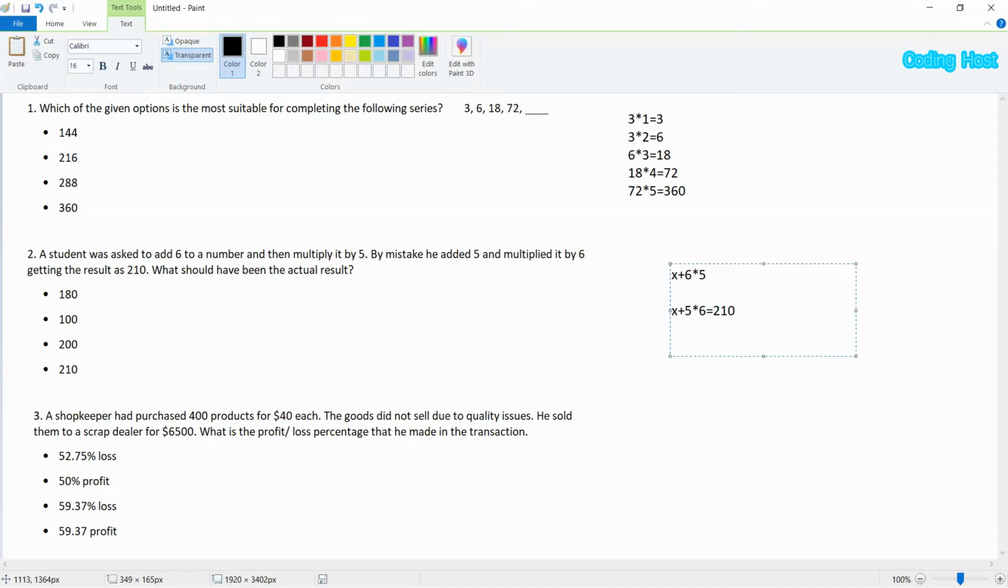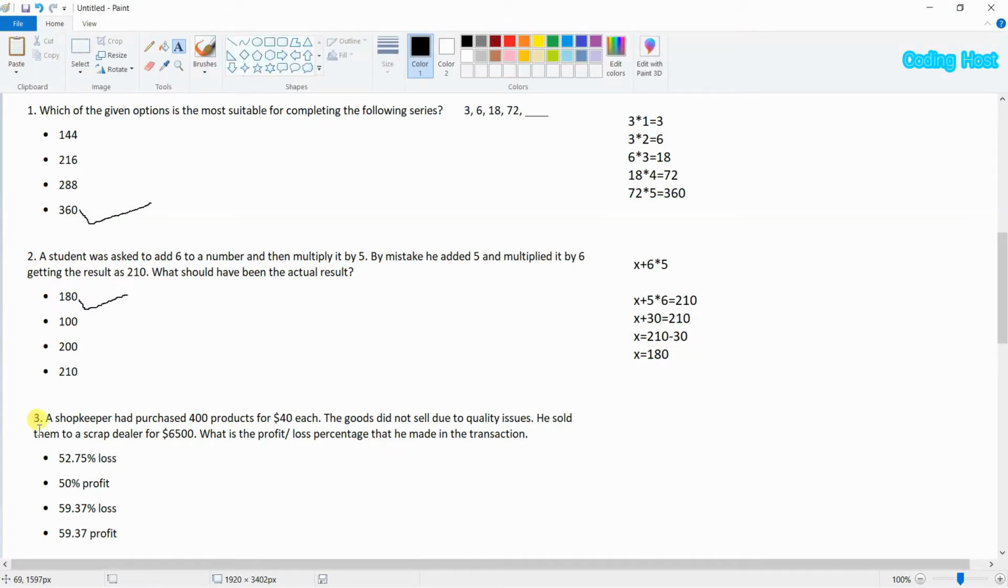Now we have to find the value of x. So x plus, 5 into 6 is 30. So x plus 30 equals 210, and now we take 30 to the right hand side. So x equals 210 minus 30. Now we get x equal to 180. So the correct option of the second question is A, which is 180.